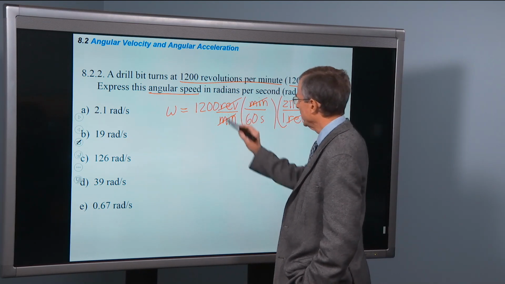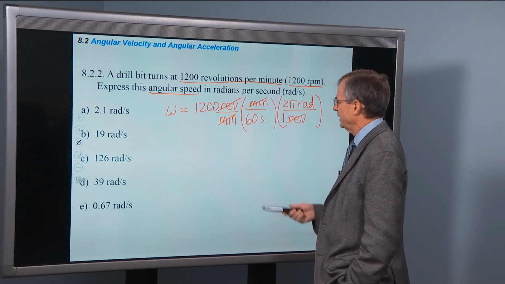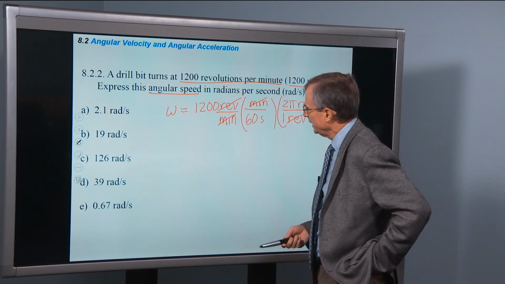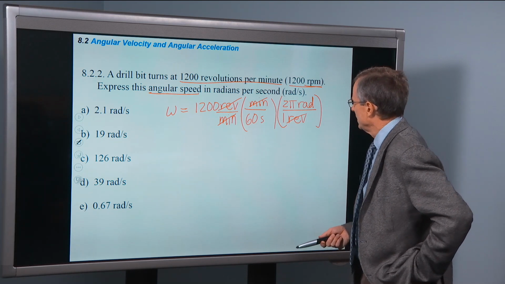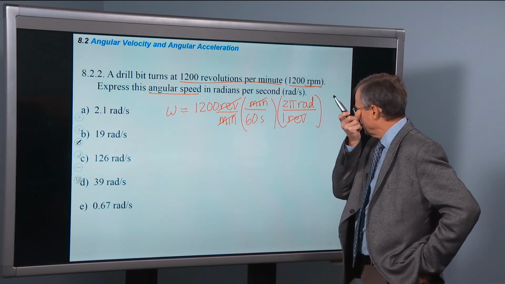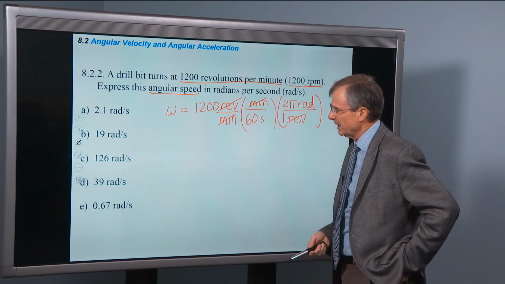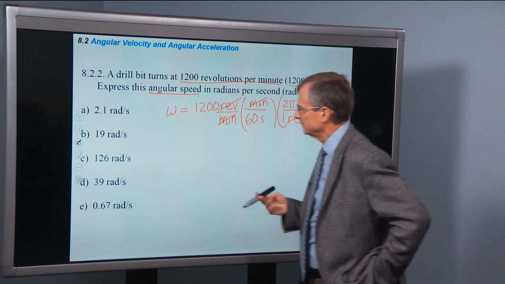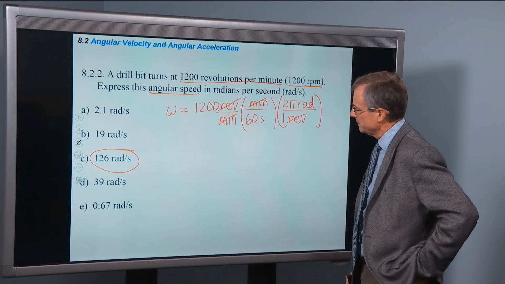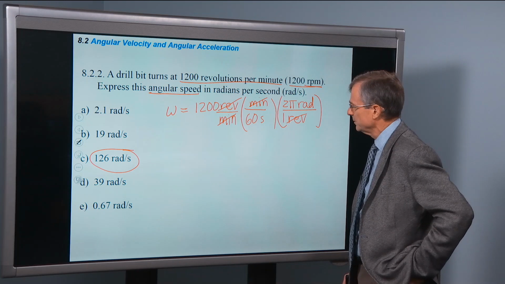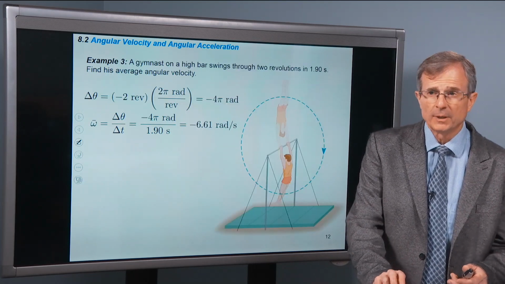Then the revolutions are going to cancel, and we end up with 1200 divided by 60. That's the same as 120 divided by 6, and that's just 20 times 2 pi. That'll be about 4... 2 times 20 is 40, times pi is about 3, so it'll be about 120 radians per second. So it looks like it's this answer right here. You plug the numbers in, but 2 times 20 is 40 times pi. Yeah, that looks like about right. So that's how to do that kind of calculation and do the conversion.